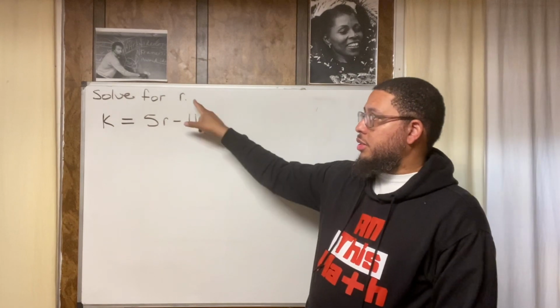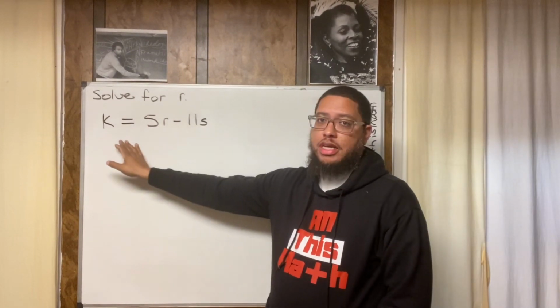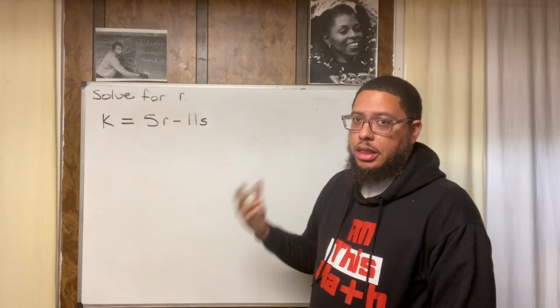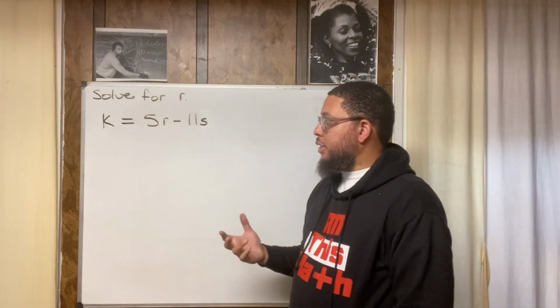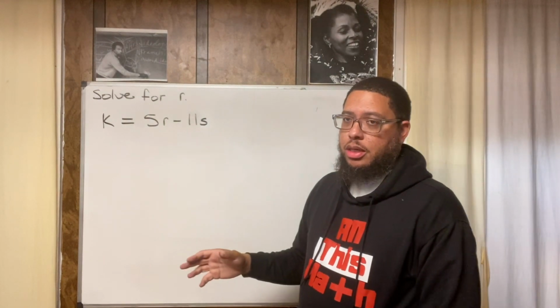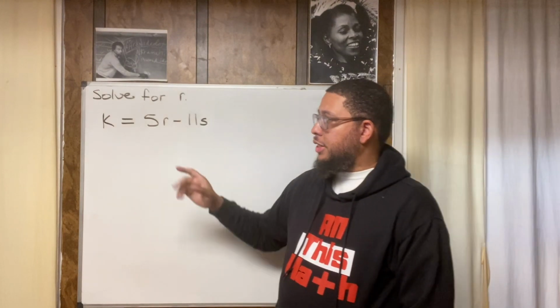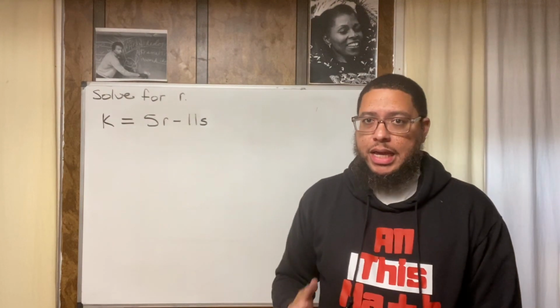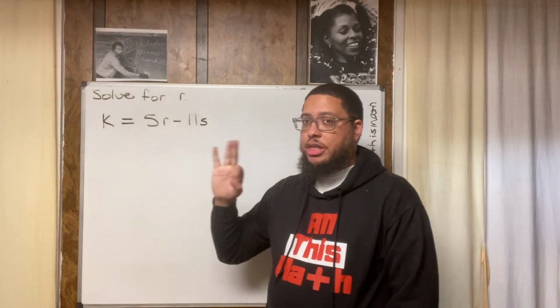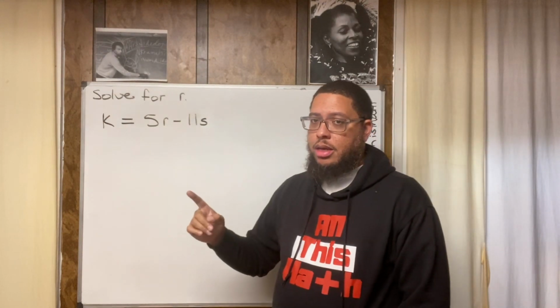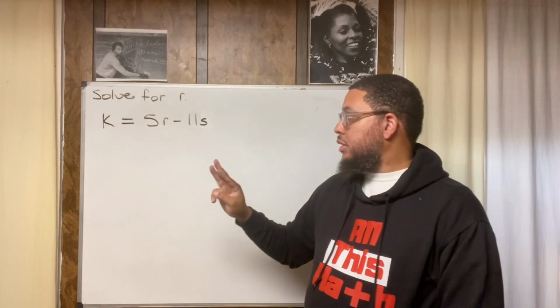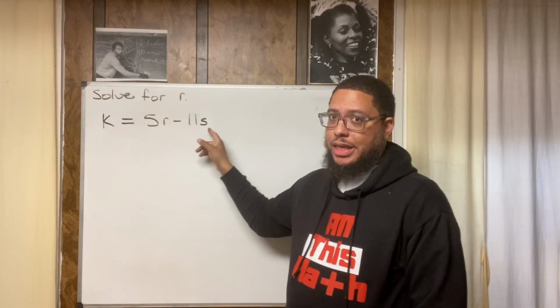This is Professor Parker, and we're going to solve an equation, but this is a different type of equation. This is what we call a literal equation. We call it a literal equation because it has several variables in it. And what we're going to do is solve for one of the variables. If you read it, it says k equals 5r minus 11s. This equation has three different variables in it: variable k, variable r, and variable s. That's not a 5, that's a lowercase s right there.